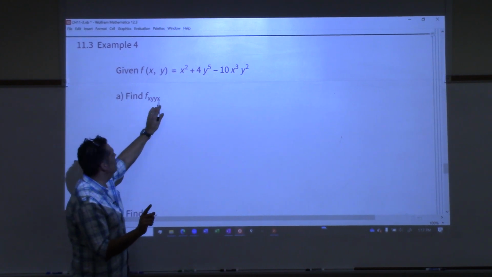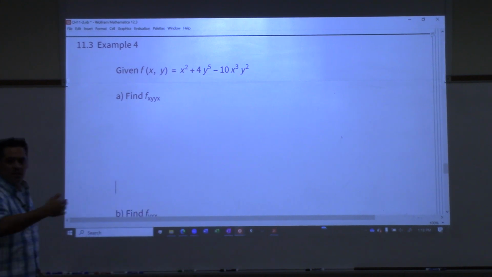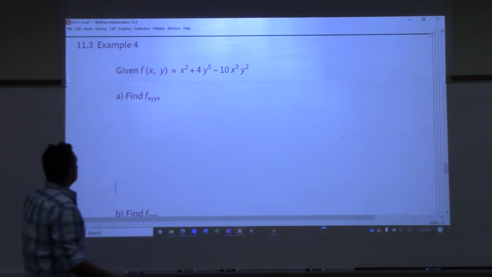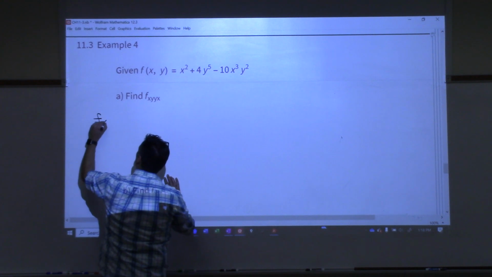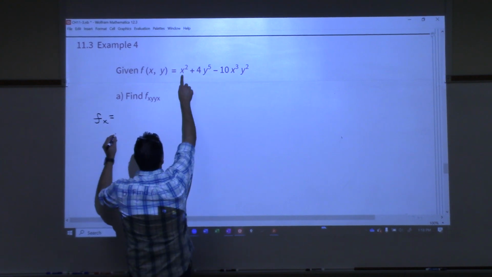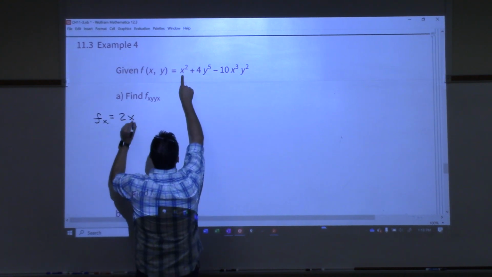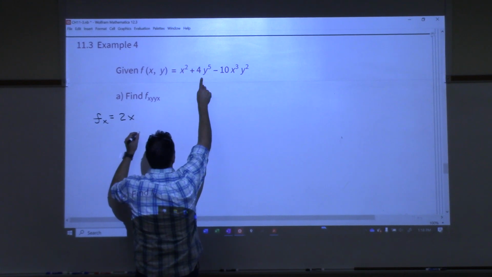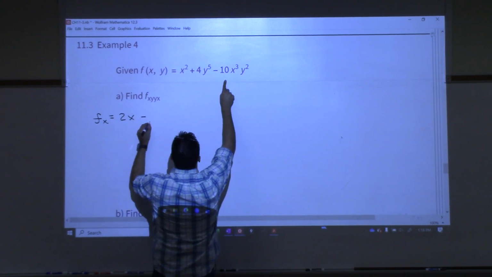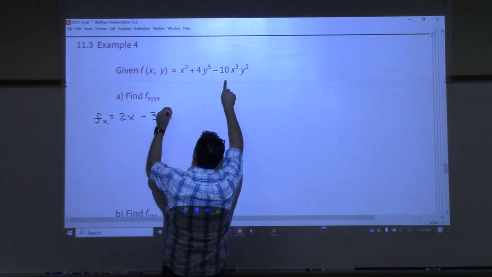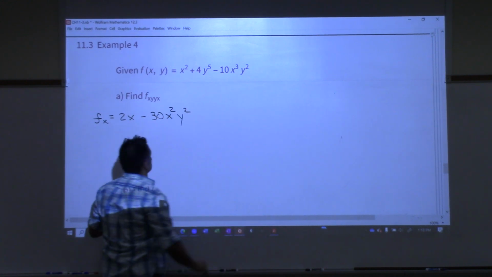So when you read this notation, like I said, it's left to right. All right, so let me first find the partial with respect to x. With respect to x, it's going to be 2x. Derivative of that is 0. Isn't this the same problem from earlier? Minus 30x squared y squared. Okay, that's the partial with respect to x.